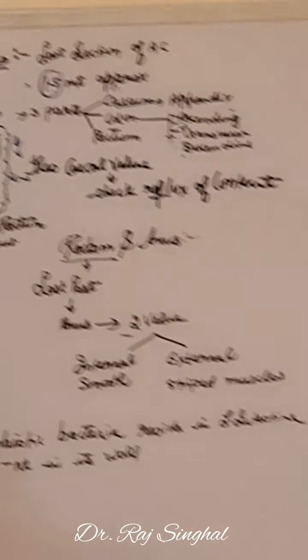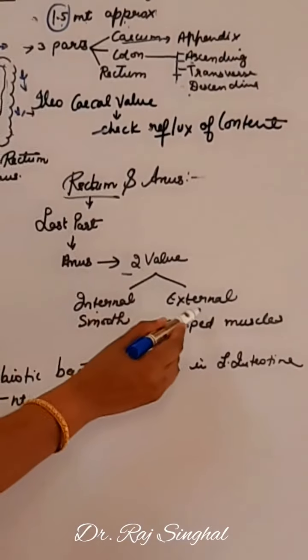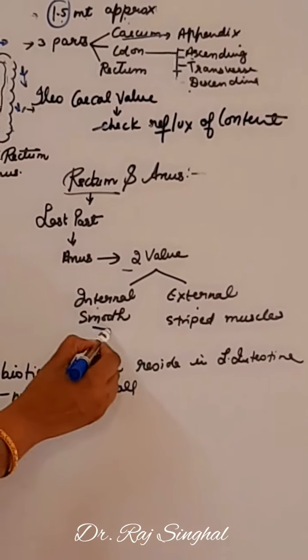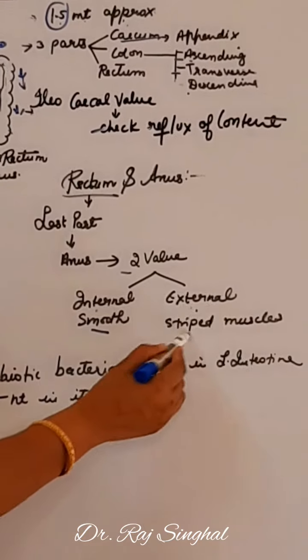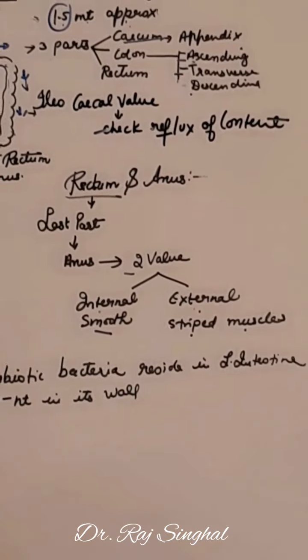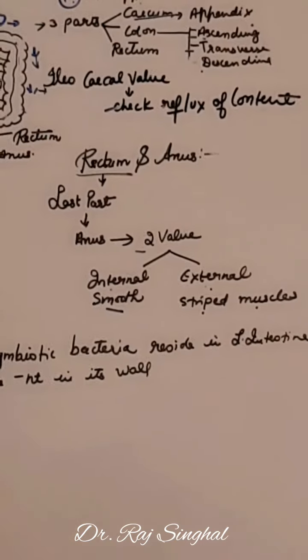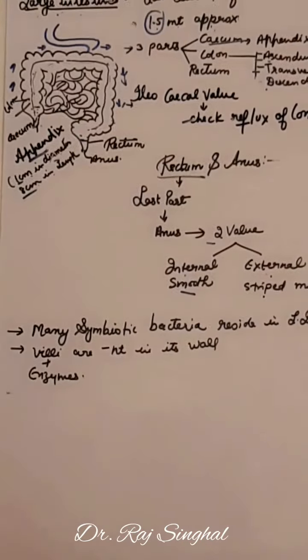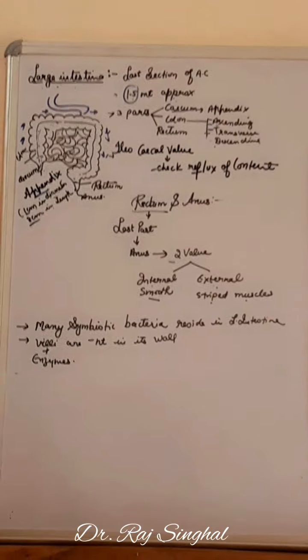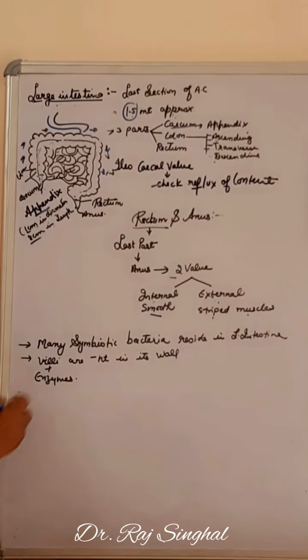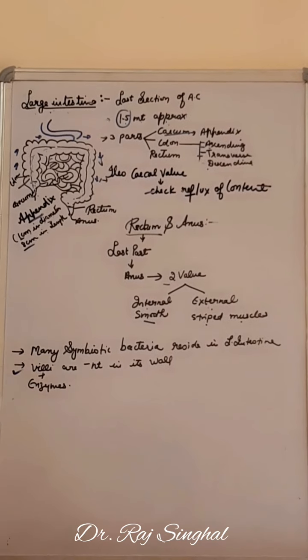Anus contains two valves, internal and external. Internal is smooth, whereas external is made up of striped muscles. Many symbiotic bacteria are located in large intestine. The basic difference between small intestine and large intestine is of diameter and presence or absence of villi. In large intestine, villi and enzymes are absent.